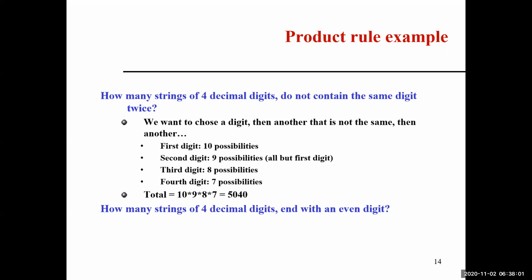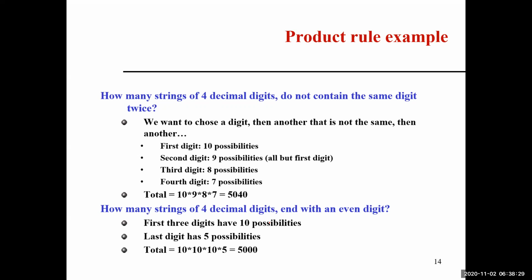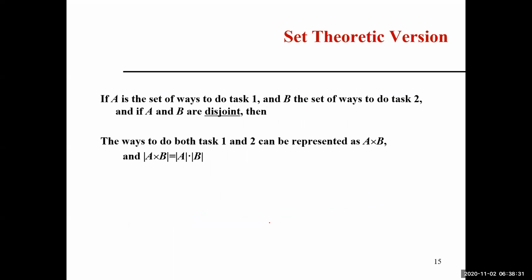How many strings of 4 decimal digits end with an even digit? So now the first digit can be chosen in 10 possibilities. The second one can also be chosen in 10 possibilities and the third also in 10 possibilities. But the last digit has to be even. So out of 10 digits, we have 5 even digits. So the last digit can be chosen in 5 ways. So it will be 10 into 10 into 10 into 5 ways. This is the product rule. That is, if the 2 tasks are independent, then both can be done in A into B ways.